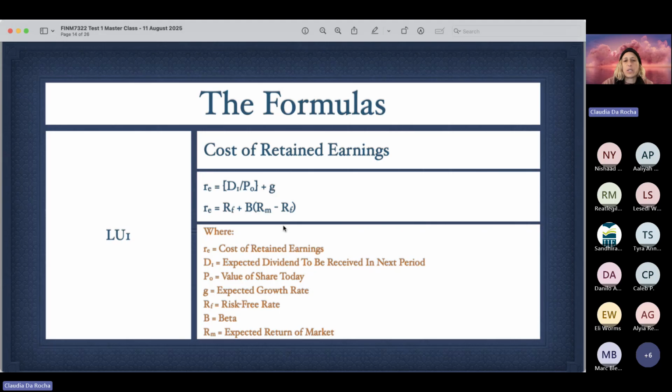It's R is equal to RF plus B times RM minus RF, where RF is the risk-free rate, RM is the expected return of the market, and B is beta. And remember, your beta is always 1. So they can also ask you or say to you that the beta of the company is in relation to a certain way.